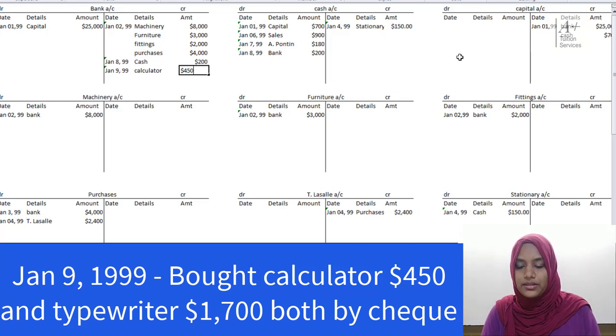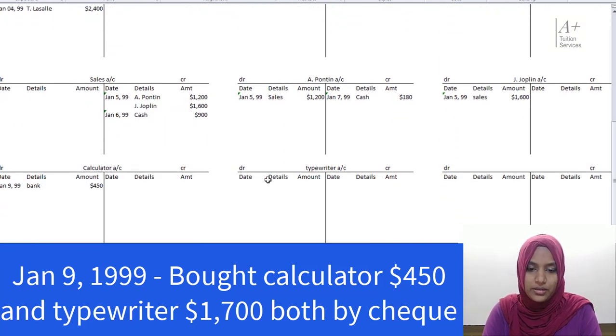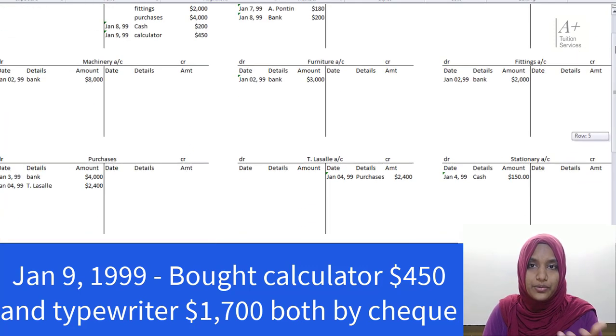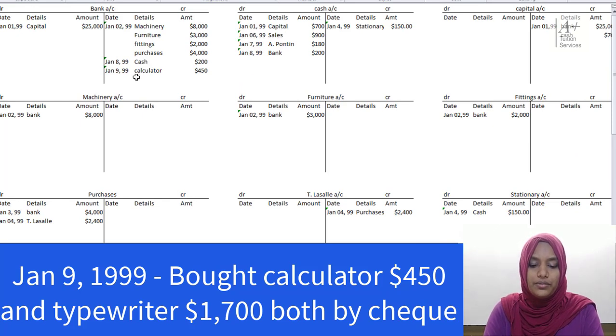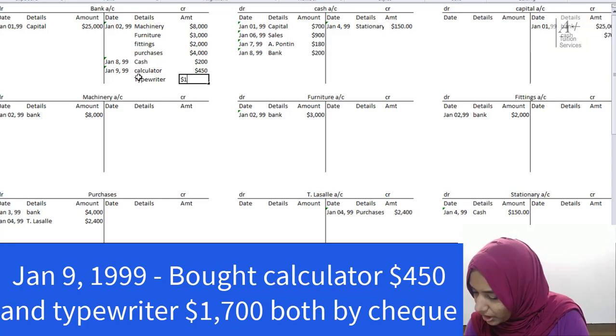Okay, now we are going down back to the typewriter account, and this is also debited January 9th, 99, and the details is bank because we're paying for it by a check, and the amount will be $1,700 as the transaction states, right? So now we're going back to our bank account, and where we have January 9th, we don't need to put back the date because it's there already. We could just say typewriter because that's the account for the correspondent, and that will be $1,700, right?